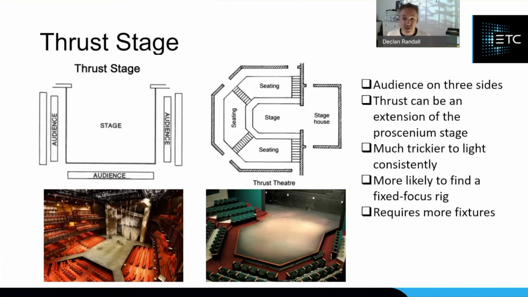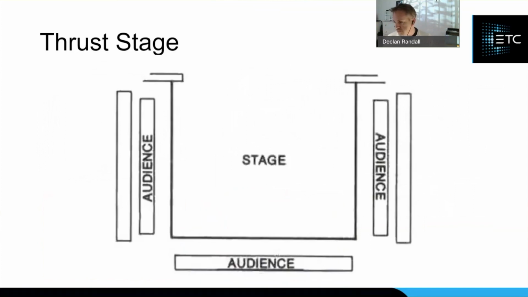And again, the thrust stage requires even more fixtures, because you now have audience on 3 sides, so you're needing front light for all 3 sides, you're needing extra side light, extra top light, all this kind of thing. So every time you change configuration and add another bit of audience, it increases the size of the rig quite spectacularly.